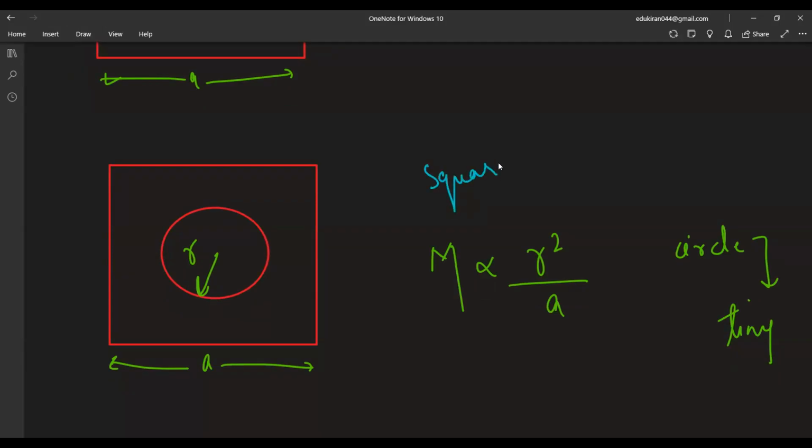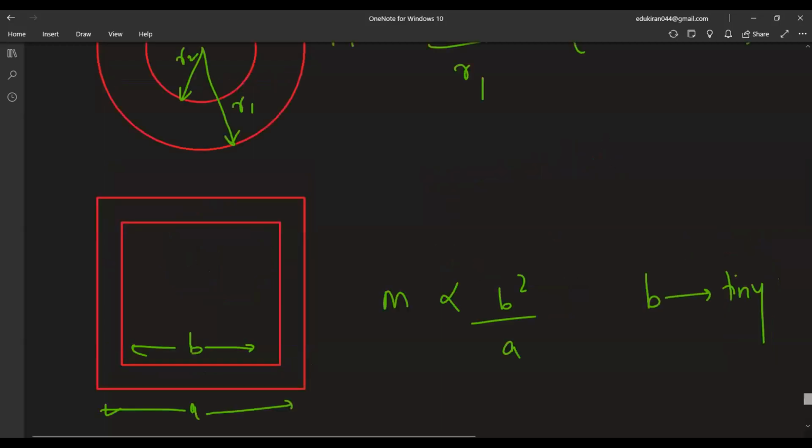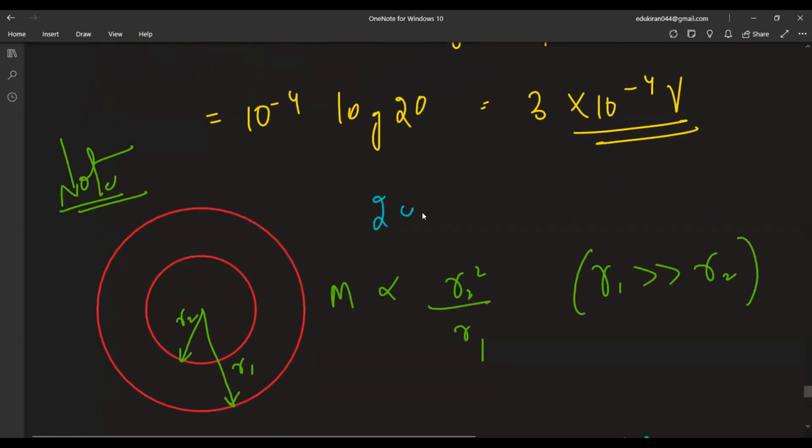So three combinations you have to remember. One is square plus circle. Second is two concentric squares and two concentric circles. Write this down as a note point, please.